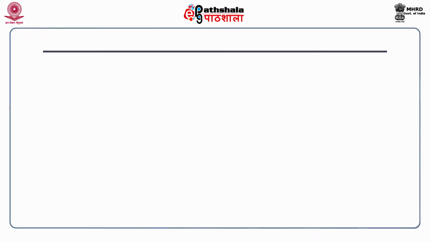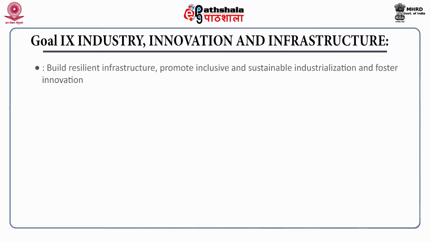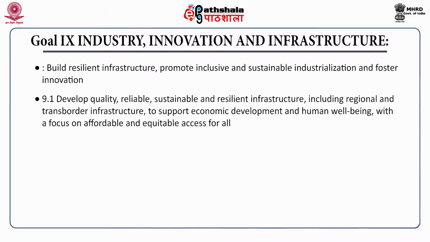Goal number 9, industry, innovation and infrastructure. Build resilient infrastructure, promote inclusive and sustainable industrialization and foster innovation. Develop quality, reliable, sustainable and resilient infrastructure including regional and trans-border infrastructure to support economic development and human well-being, which is affordable and equitable and has access to all.